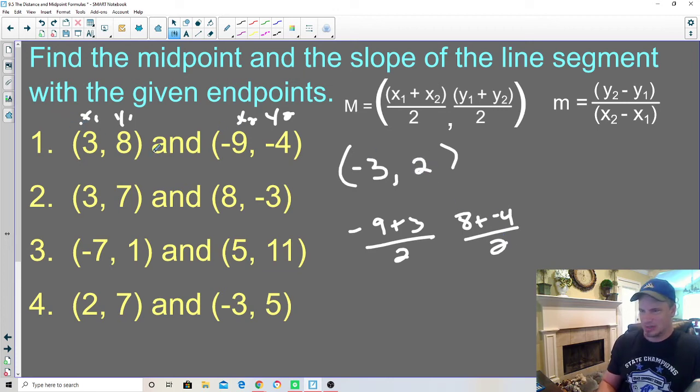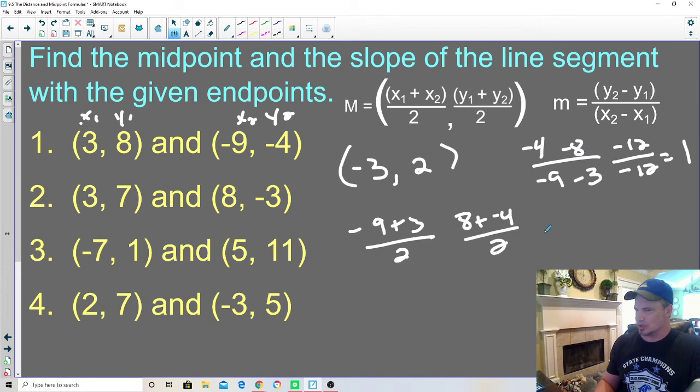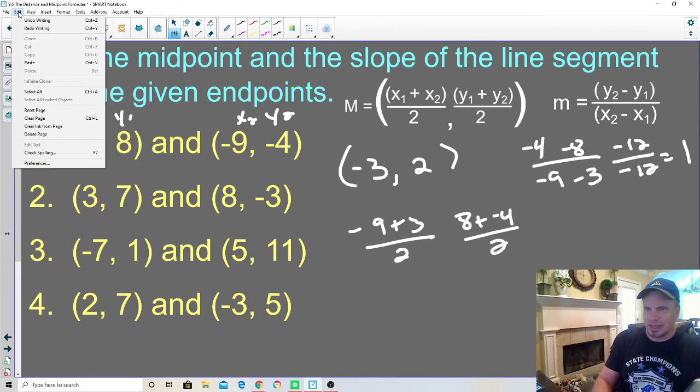Okay? Again, add the x's, divide by 2. Add the y's, divide by 2. You have an x value here, a y value here. It's in parentheses. Now the slope, if you remember, it's negative 4 minus 8 on top. It's y2 minus y1 over negative 9 minus 3 on the bottom, over x2 minus x1. And so that's going to be a negative 12 over negative 12. That gives me a positive 1 slope. Okay, positive 1 slope. Okay, let's clear the ink here.